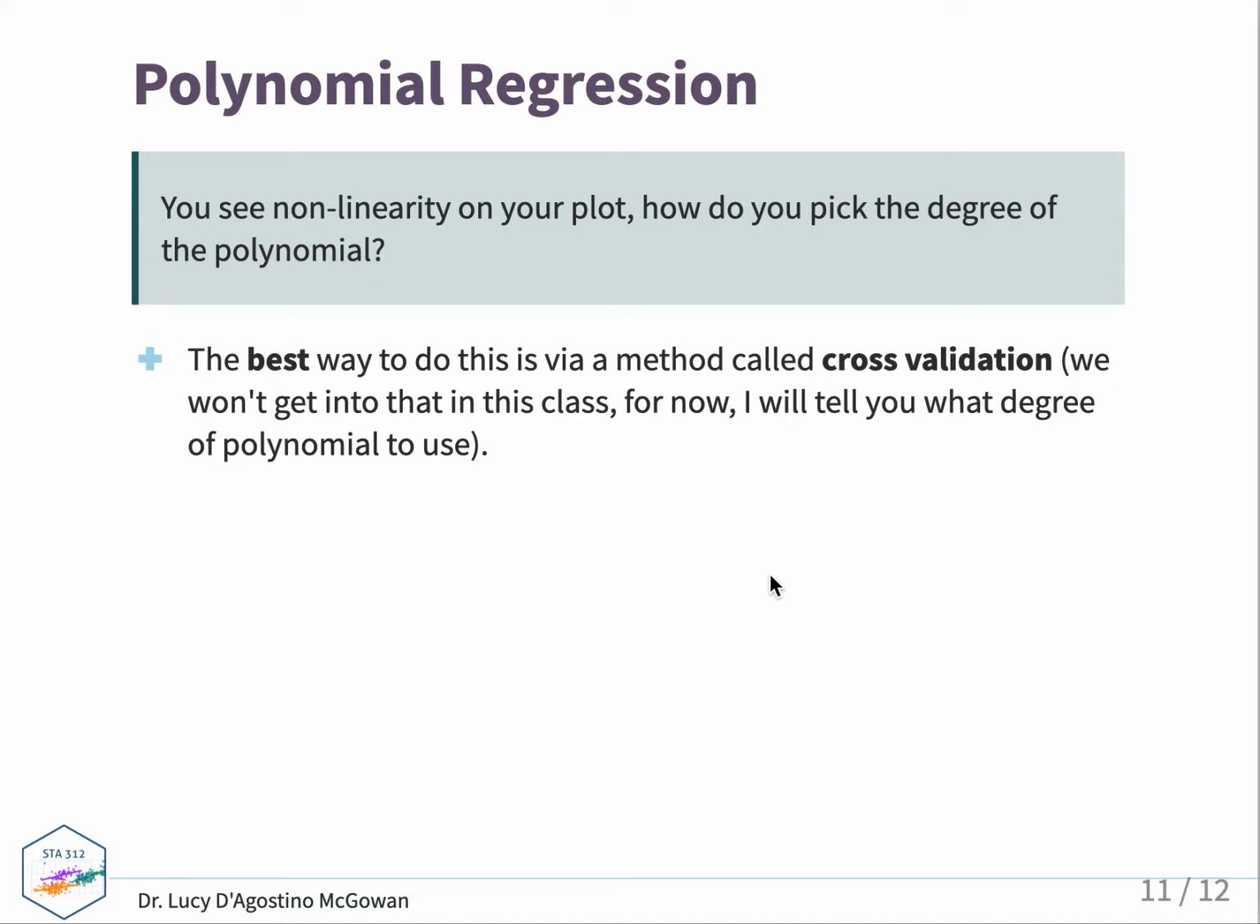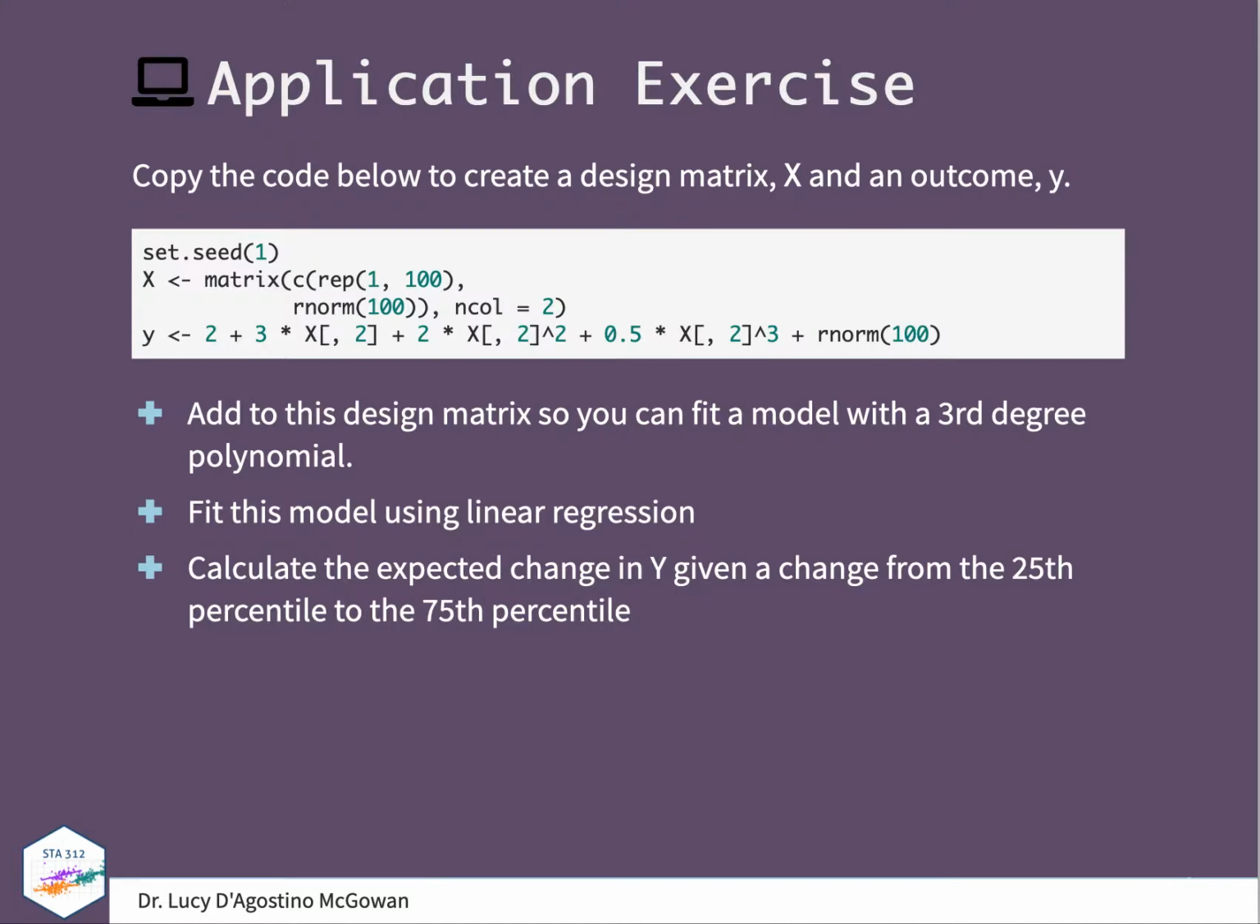So cross-validation is really the best way to try to get at this question. For now, I'm going to tell you the degree of polynomial to use. If we have time in this class to talk about variable selection, we'll talk about some of the more sophisticated techniques that you can use.